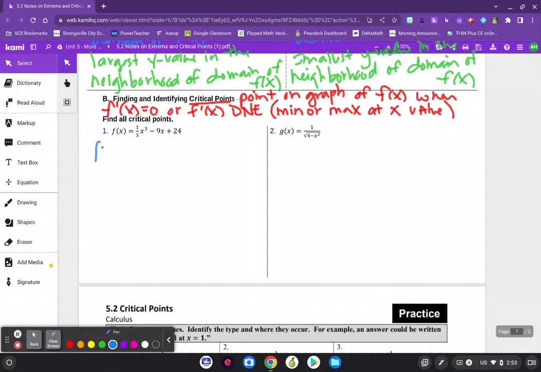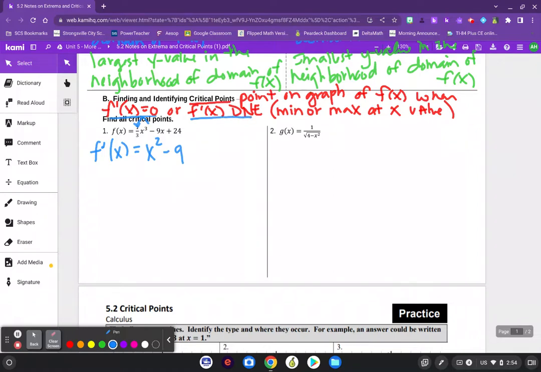I know how to find the derivative, so I'm going to do that. F prime of x equals, and the derivative would be, well, power rule says 3 times a third is 1, so x squared minus 9. And then I want to find when this derivative is equal to 0 or when the derivative does not exist.